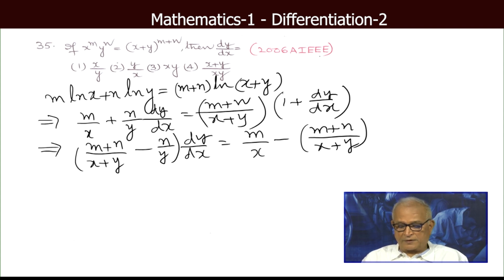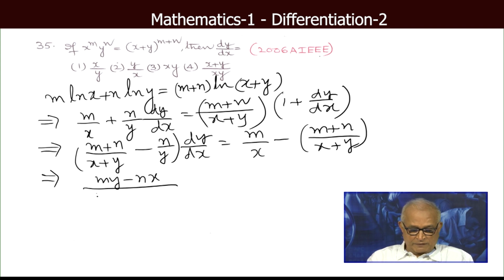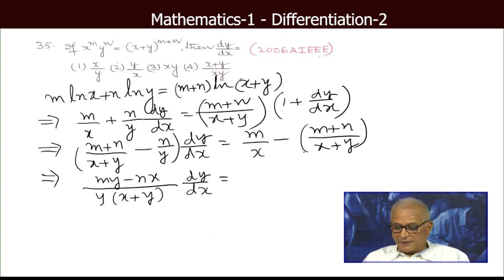Follow? Simple transformation of terms from one side to another side. Now, if you take LCM on both sides, here my and minus ny will cancel out. Ny, look here, ny and minus ny. So, (my minus nx) by y(x plus y), into dy/dx, is equal to, here mx and minus mx will cancel out. I am showing this mx and minus mx. So, (my minus nx) by x(x plus y).